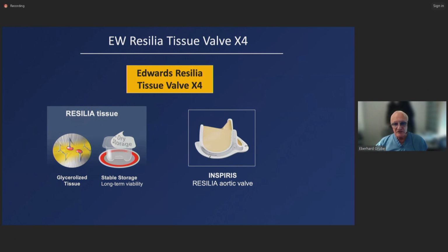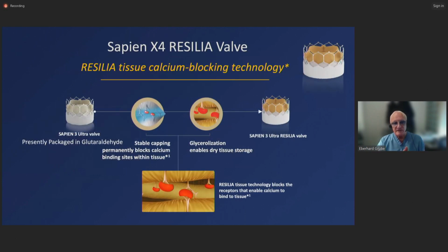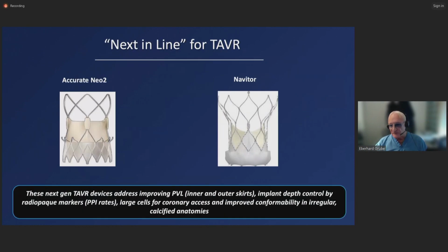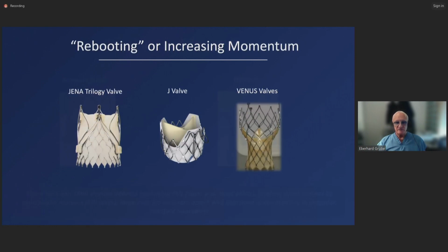The Edwards Resilia Tissue Valve X4, dealing with the Resilia tissue calcium blocking technology, dealing with the leaflets anti-calcification treatment to ensure longer durability. This valve is being used both in surgery and in TAVR valves. The next in line for TAVR, Acurate Neo 2 and Navitor. These next generation TAVR devices address improving PVL, implant depth control by radiopaque markers, large cells for coronary access, and improved conformability in irregular and calcified anatomies.